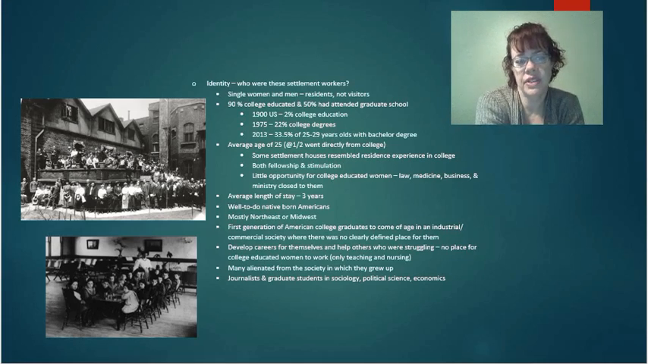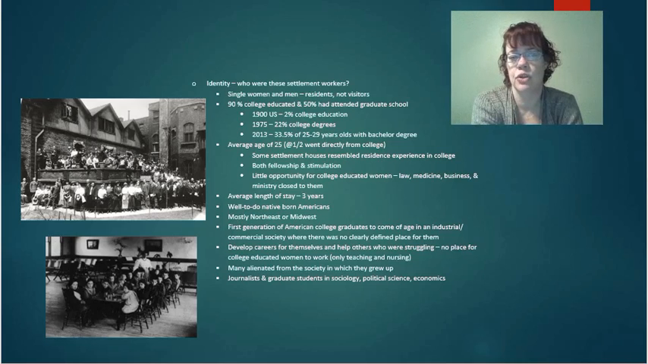The average length of their stay in a settlement house was 3 years. They were well-to-do native-born Americans, mostly from the Northeast or the Midwest. As I mentioned, this is an urban movement. This is not going to address as much the social reform in any kind of rural area, which is why you're going to also see it's more of a northern idea and less southern because it's less agricultural. And while there is some attempts to industrialize the South after the Civil War, it still is a lot of rural population.